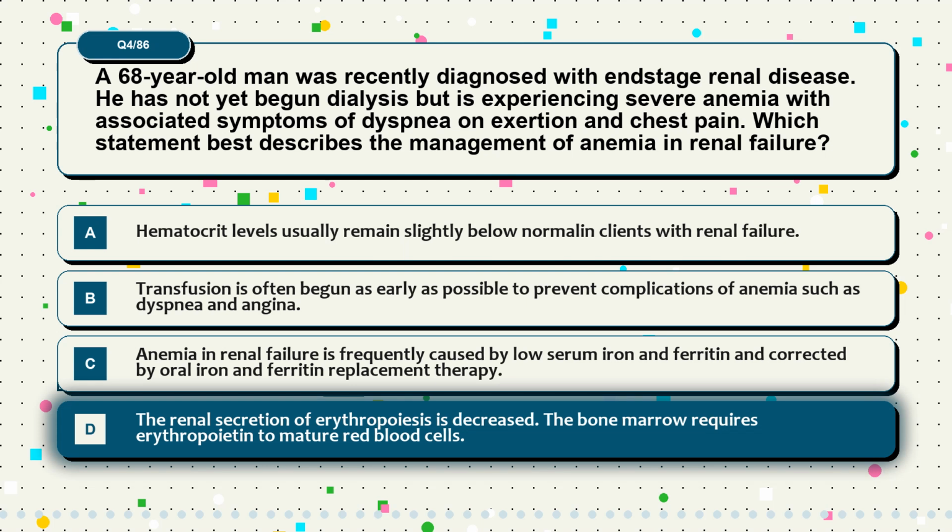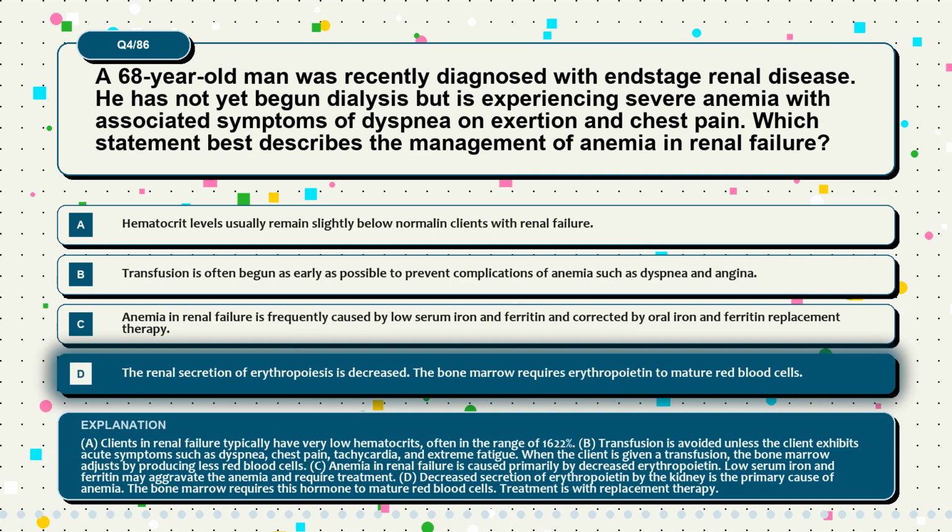The correct answer is option D. The renal secretion of erythropoietin is decreased. The bone marrow requires erythropoietin to mature red blood cells. A. Clients in renal failure typically have very low hematocrits, often in the range of 16 to 22%. B. Transfusion is avoided unless the client exhibits acute symptoms such as dyspnea, chest pain, tachycardia, and extreme fatigue. When a client is given a transfusion, the bone marrow adjusts by producing fewer red blood cells.